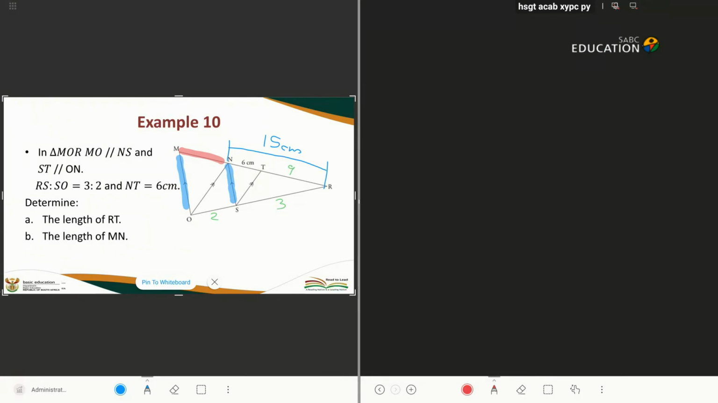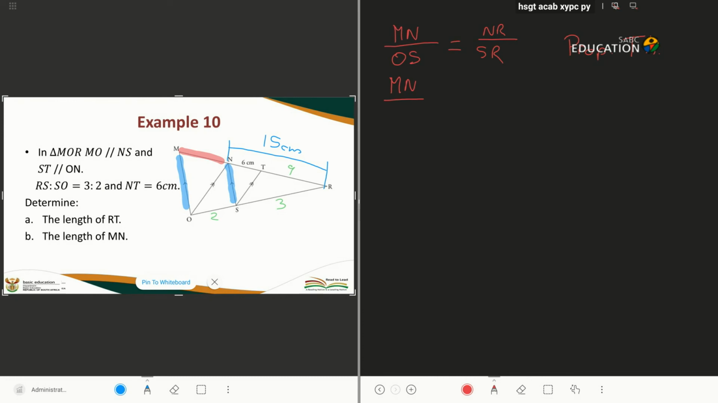So I start with the side that I need to calculate, meaning MN. MN divided by OS must be equal to NR divided by SR. And you can write the proportionality theorem. So I need to calculate MN.